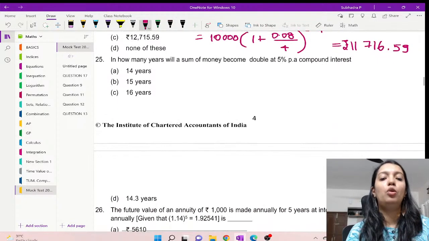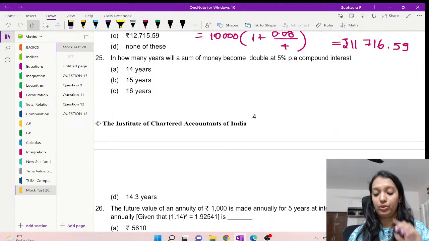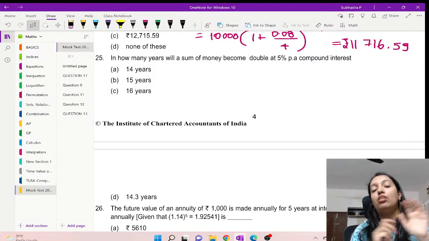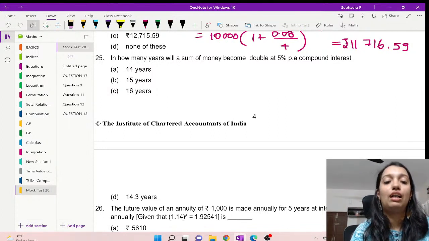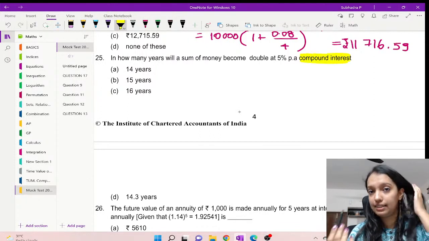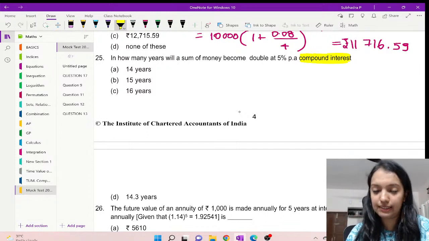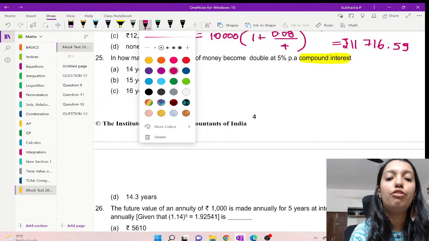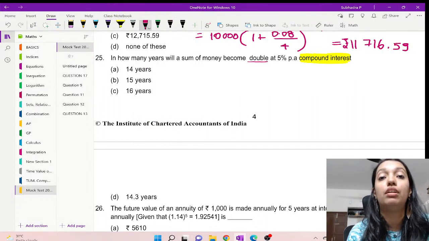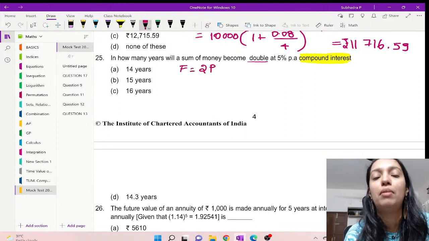Next. In how many years will a sum of money become double at 5% per annum compound interest? Now, this is compound interest doubling, not simple interest doubling. So that means we can't use that 1 by r formula, T is equal to 1 by r. So we will apply the normal compound interest formula itself. Now what have they told? If you invest 100 rupees, it will become 200. So whatever is the money that you are investing, the future value of that money will be twice the principal amount.